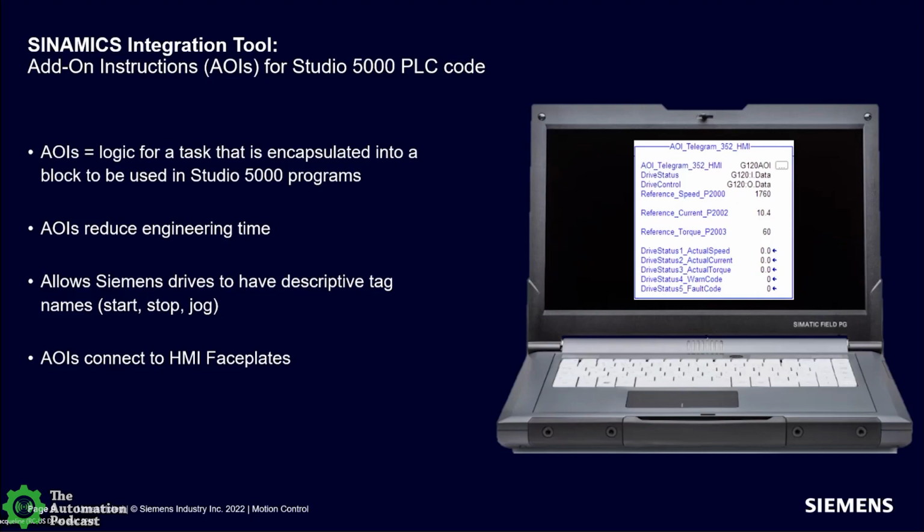So you may just have a simple case where you need the command and status bits and maybe speed in and out, and that would be one AOI with a telegram XYZ. And then if you needed more, like what we see on the screen, one that shows actual speed, current, torque, warning code, fault codes, reference speed. So there are different AOIs depending on what you need from the VFD.